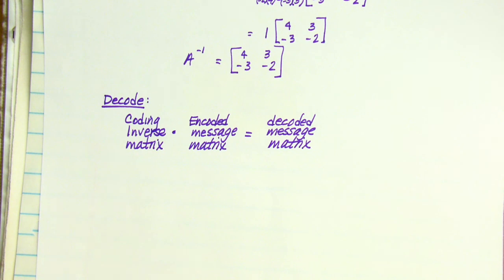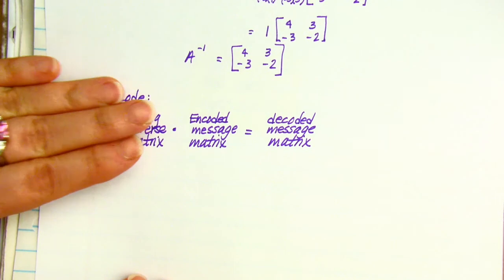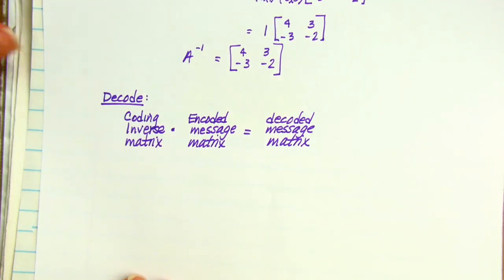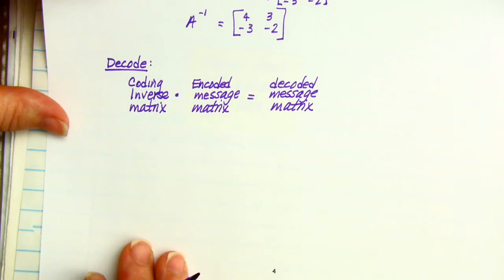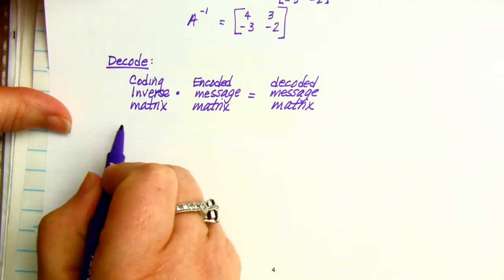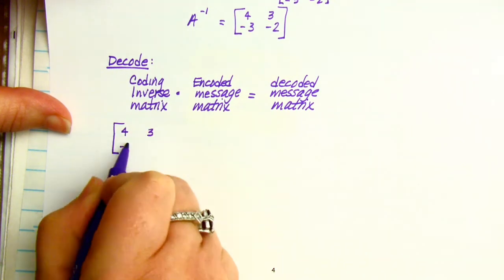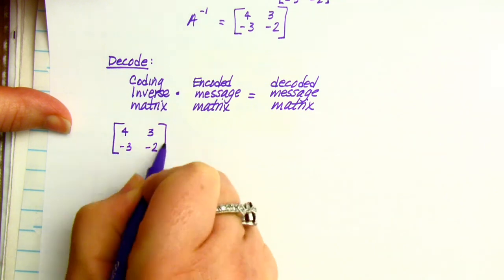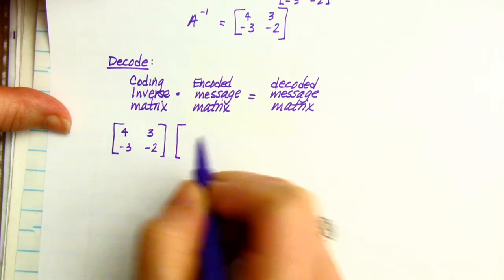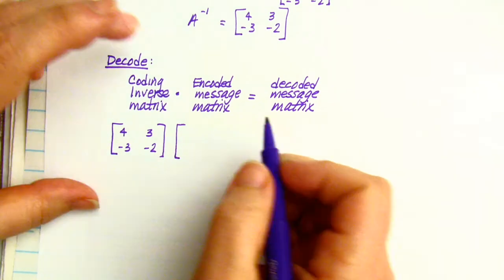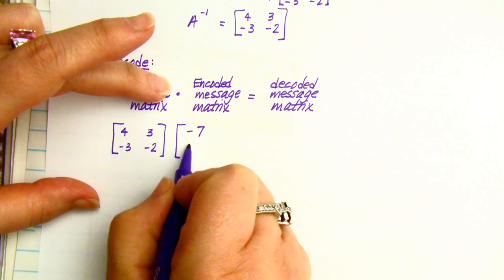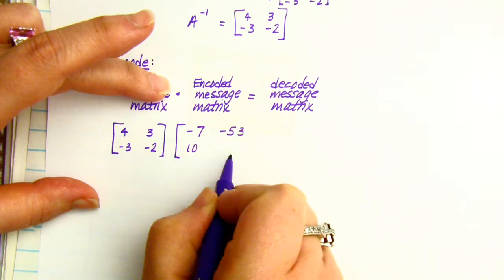All right, so we got our inverse matrix with our message matrix, and it's going to decode that for us. So just remember, it's always the coding or the inverse of the coding first. Our coding inverse, we just found that above. That was 4, 3, -3, -2. We're going to multiply that with the encoded message, which was -7, 10, -53, and 77.